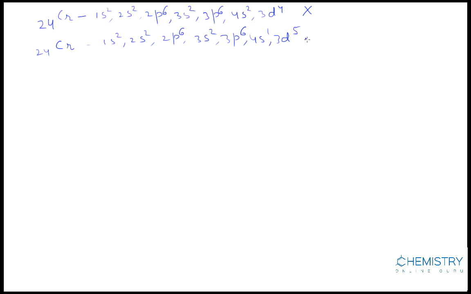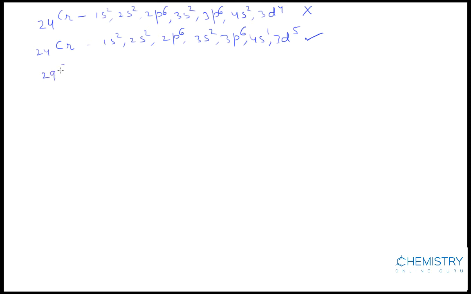This configuration is correct because the d orbital is half filled. In this case, 5 electrons are present in 3d. According to Hund, half-filled and fully filled orbitals are more stable. So, this is a more stable configuration. So, it is the correct configuration of chromium.